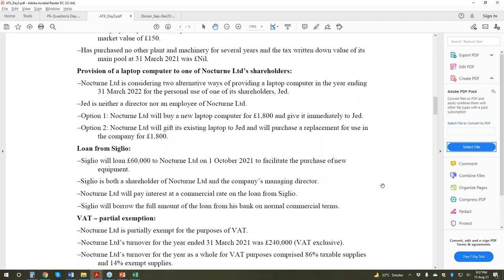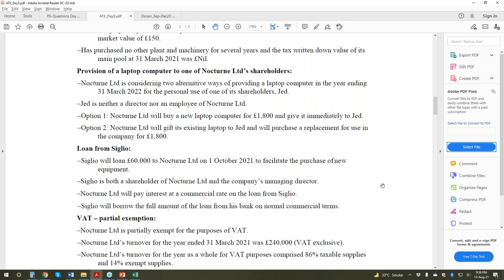First, let's talk about Nocton's point of view. There will be no tax implications. Why? Because the company is getting a loan and will later be paying back this loan. So there are no tax implications for Nocton Limited. The only thing is that whatever interest the company is paying to Seglo, the company can deduct that from its corporation tax and that can result in savings. As far as Seglo is concerned, providing the loan does not create any tax payable for him.